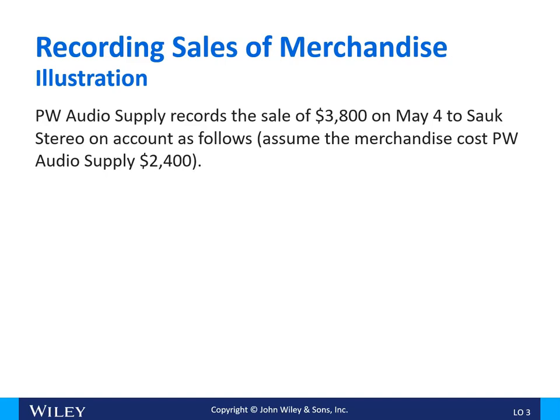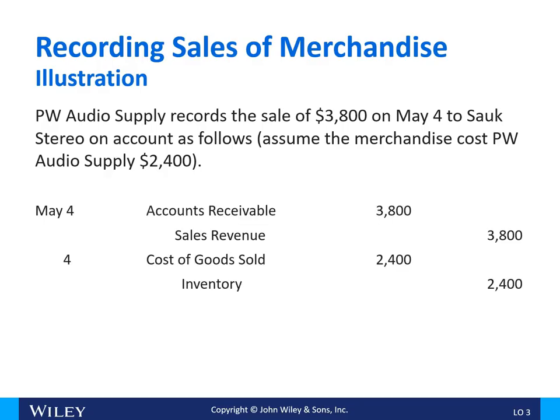When we make that sale on May 4th, we have two entries we do on PW Audio, the seller's books. We're going to record accounts receivable with the debit of $3,800. Record the sales revenue, credit sales revenue $3,800. We also have an inventory cost of goods sold entry we have to make, so we're going to debit cost of goods sold $2,400 and credit inventory $2,400.